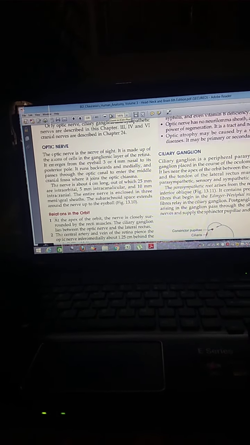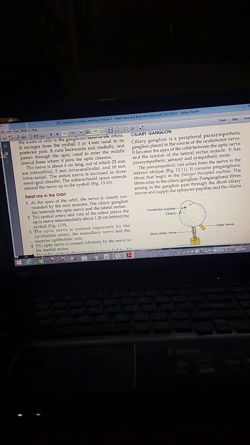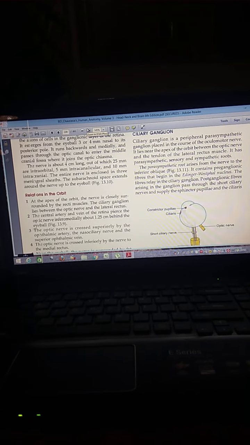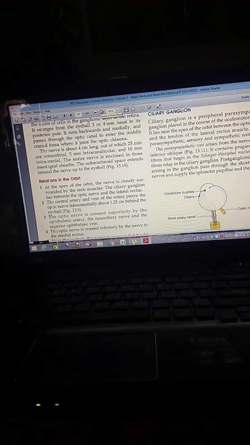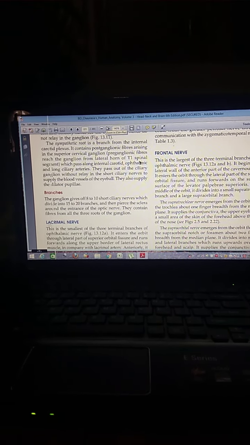Now, the ciliary ganglion is a peripheral parasympathetic ganglion placed in the course of the oculomotor nerve, and it lies near the apex of the orbit between the optic nerve and the lateral rectus muscle. Parasympathetic roots arise from the nerve to the inferior oblique. Branches: the ganglion gives off 8 to 10 short ciliary nerves, which divide into 15 to 20 branches and pierce the sclera around the entrance of the optic nerve.